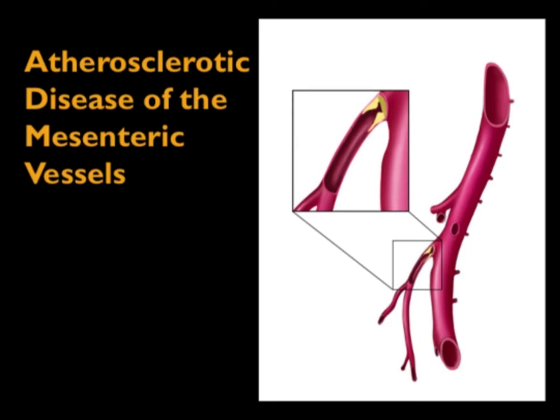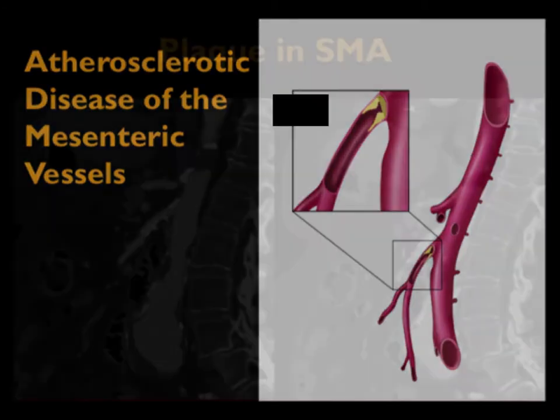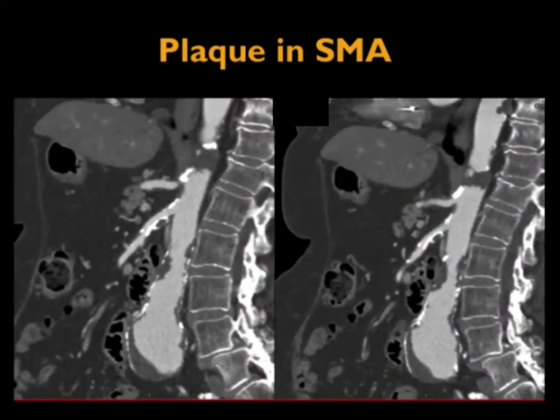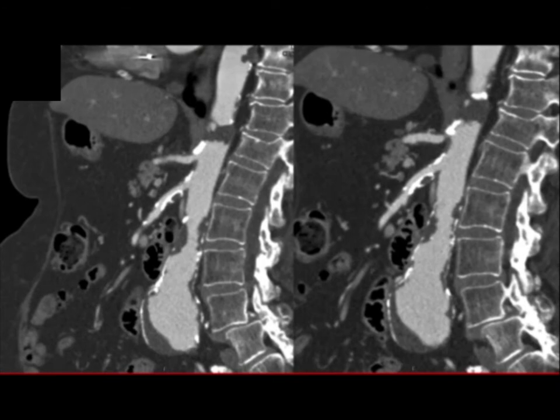Here's an example of plaque and stenosis in the SMA. And here's just a regular patient with that. You can see atherosclerotic disease in the aorta. You can see plaque in the SMA, both calcified and non-calcified, plaque in the celiac. You can see the abdominal aortic aneurysm. It all kind of goes hand in hand. Very nicely showing you some narrowing, but there's no critical stenosis.